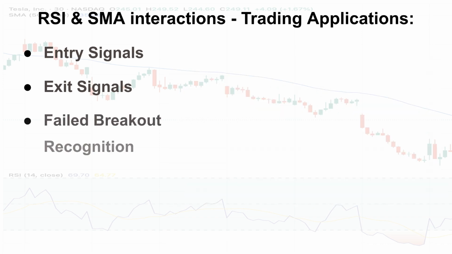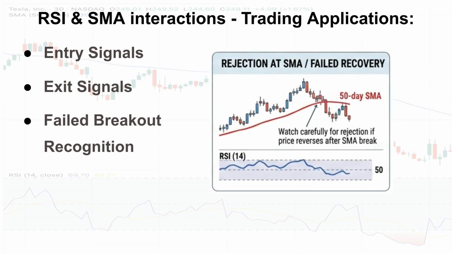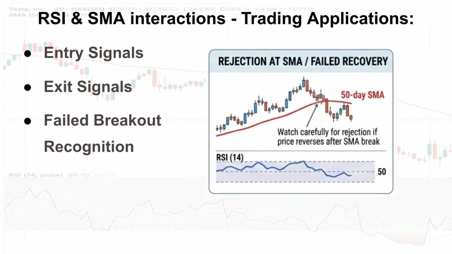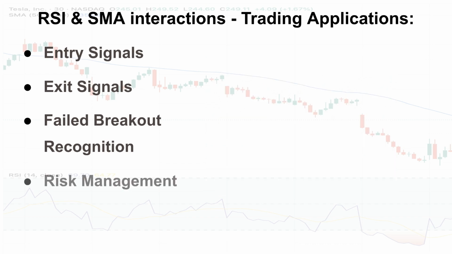Equally important is recognizing failed breakouts. When price moves toward or slightly above the SMA, while RSI remains above 50, watch for rejection. If price quickly falls back below the SMA after a brief breakout, it often signals a failed recovery rather than a sustained reversal. From a risk management perspective, structure should guide your decisions.